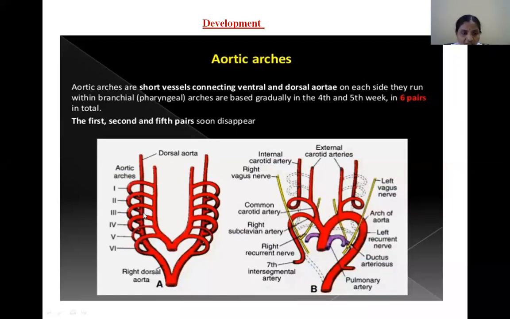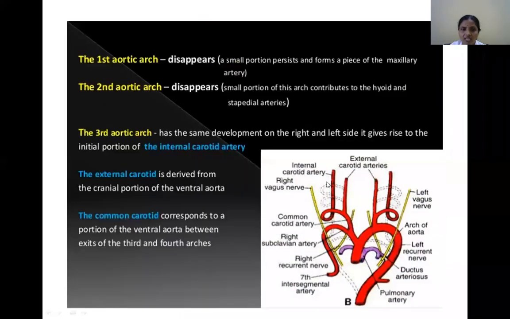Out of 6 pairs, the first, second and fifth almost disappear. Whereas, see here, first disappears, second disappears. But the first aortic arch almost disappears. It leaves only a small segment of the maxillary artery.